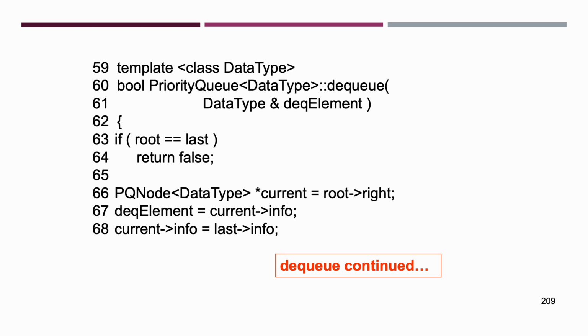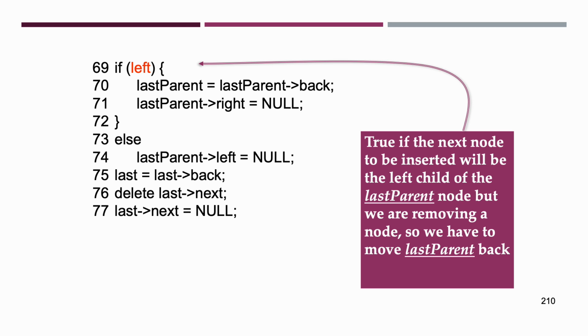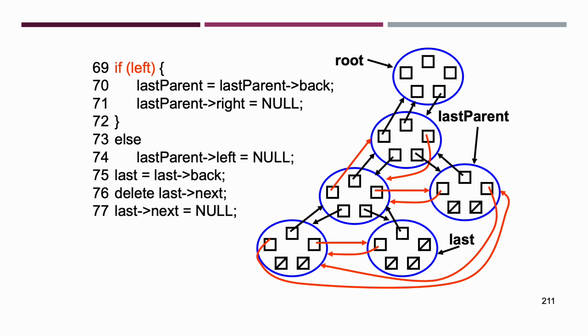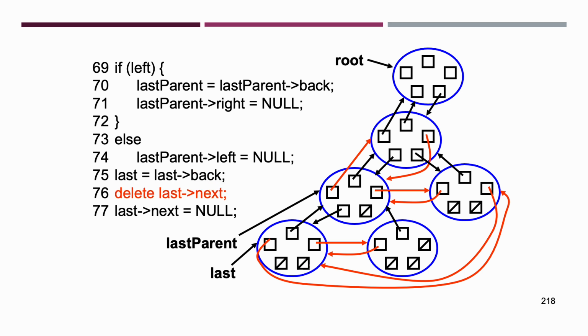Now this one is the DQ. So here we are checking if equal to left. If it is true, the next node to be inserted will be the left child of the last parent node, but we are removing a node, so we have to move last parent back. So we'll go through this diagram again for DQ. If left equal to true, then last parent equal to last parent pointing back, and then last parent pointing right equal to null. Then here we have last equal to last pointing back. Then delete last pointing next, and then last pointing next equal to null here, like that.